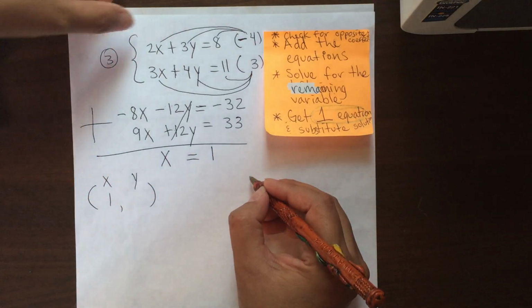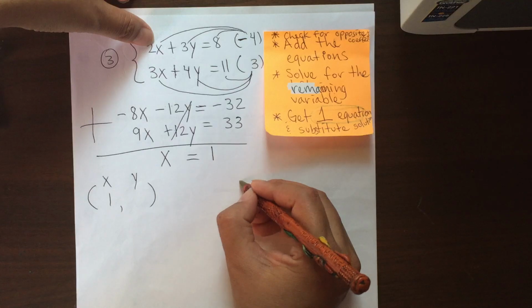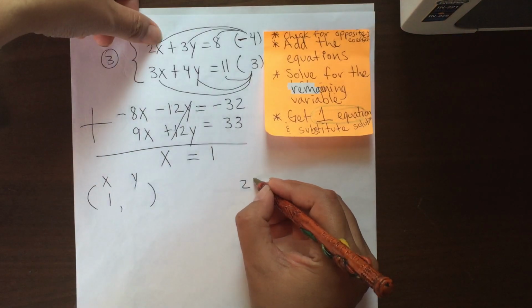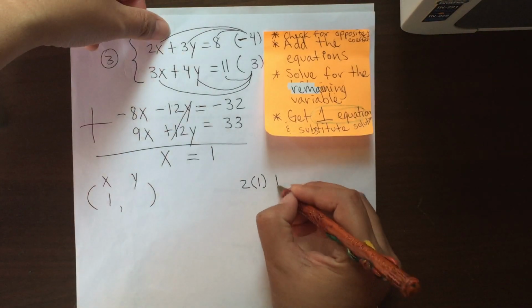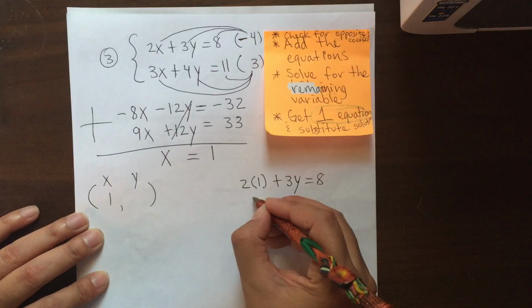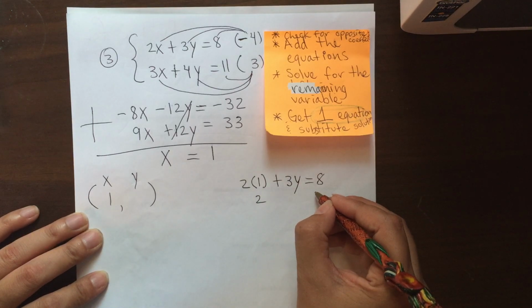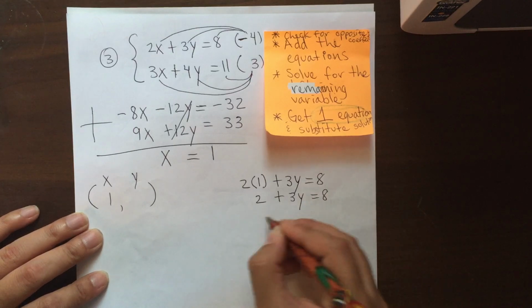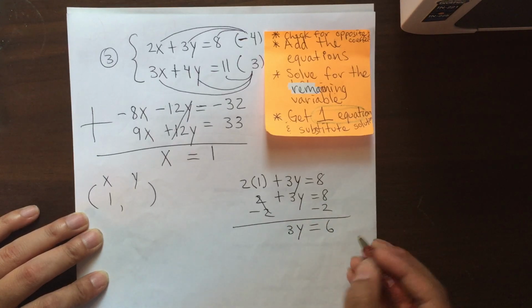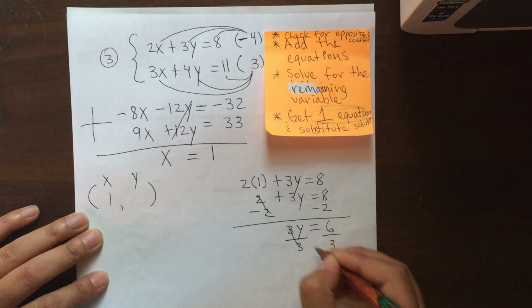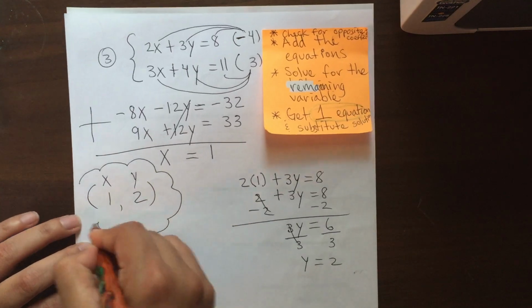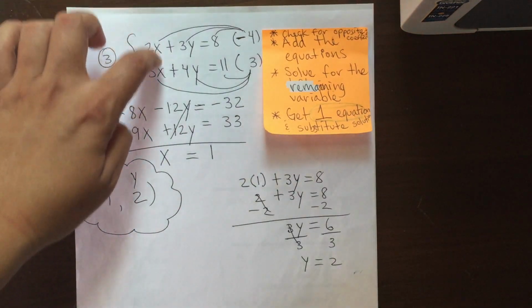Now let's find y, and I can choose any of the two. I'll choose this one. 2x, well, I was going to write x already, but I can replace the x by my solution, which is 1, plus 3y equals 8. And then I start solving to find y. 2 times 1 is 2. The rest stays the same. I cancel 2 by subtracting. And so 3y equals 6. Divide both sides by 3. And so y equals 2. So now I have my solution where the two lines will meet.